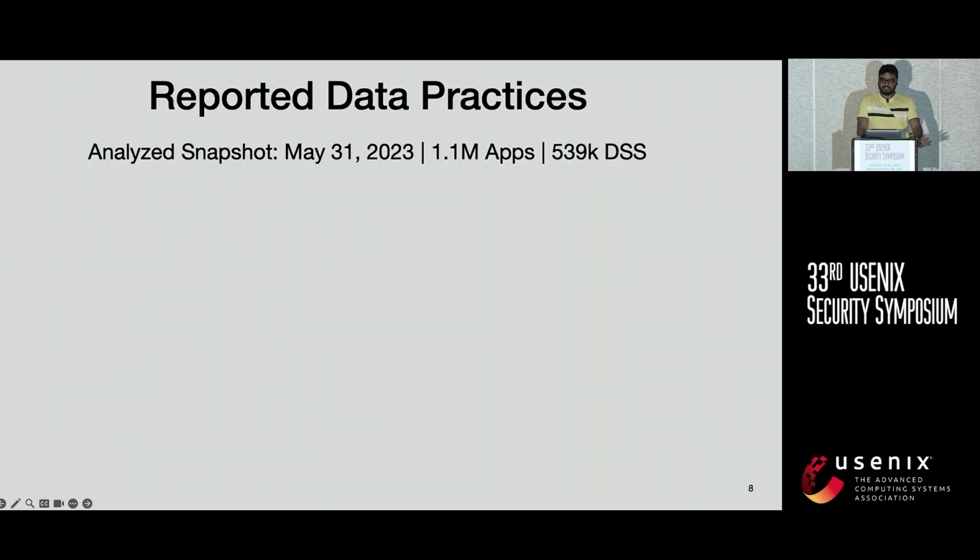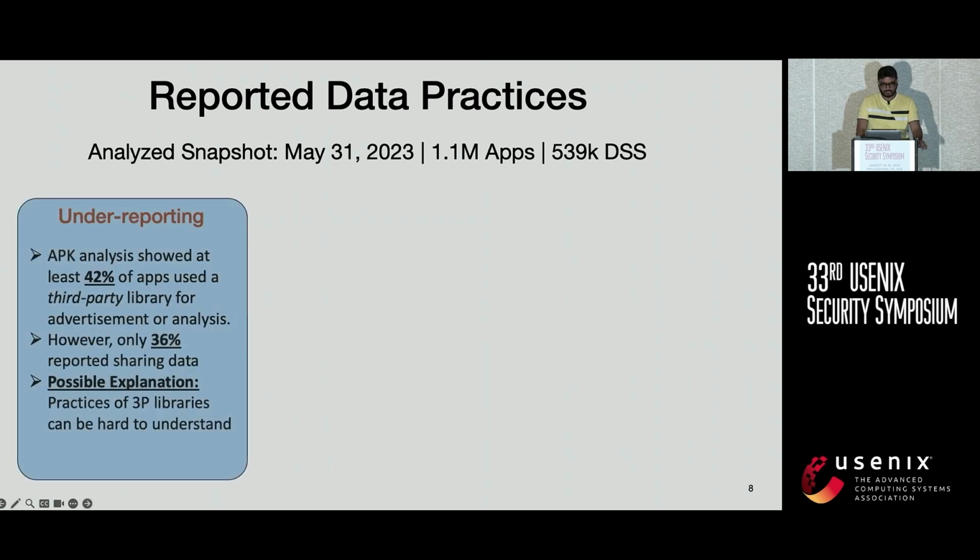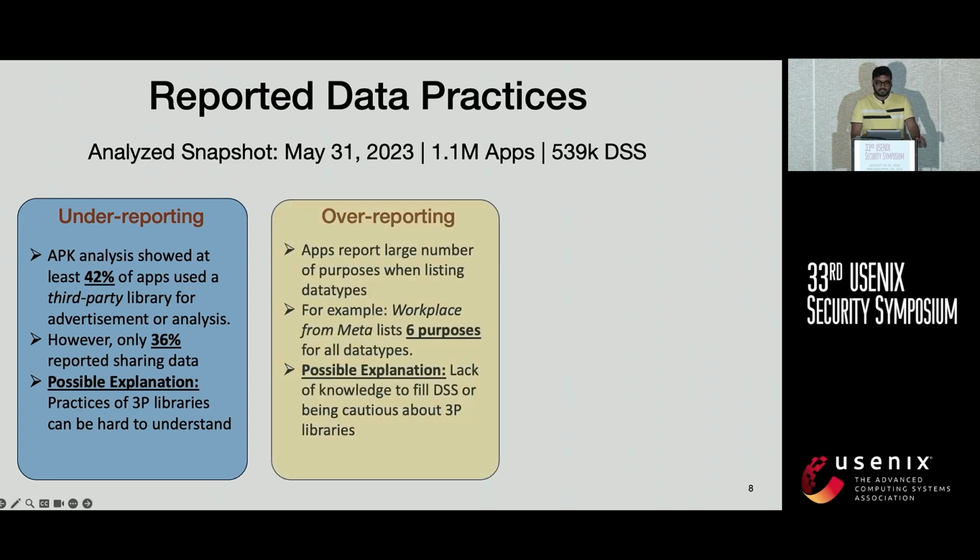Okay, so first we discuss the measurement component. Looking at reported data practices, we find 3 key themes. First, we see that apps are underreporting data sharing practices in their data safety sections. This could be because it can be hard to understand third-party libraries' privacy practices and what kind of data they collect.